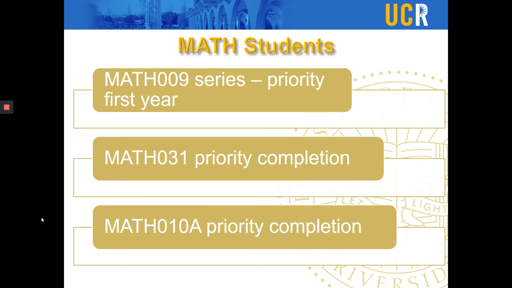Math majors in the first year should be prepared to complete Math 9A, B, and C in their first year. In addition, other courses of importance are Math 31 and 10A. Math 46 is not a high priority lower division course for math majors, but should be completed by fall or winter of second year.